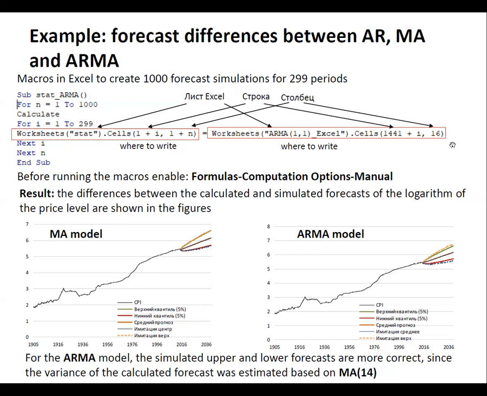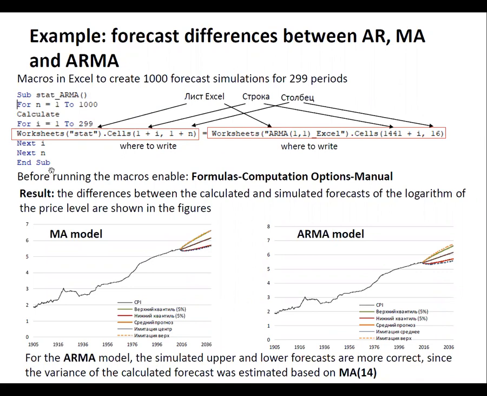It can be seen that a row and column here is a simulation forecast. Every time we get a new simulation forecast. And where to write, n takes care of that. This is a different number of simulation: first, second, third, and so on. So End Sub is the end of the macros.